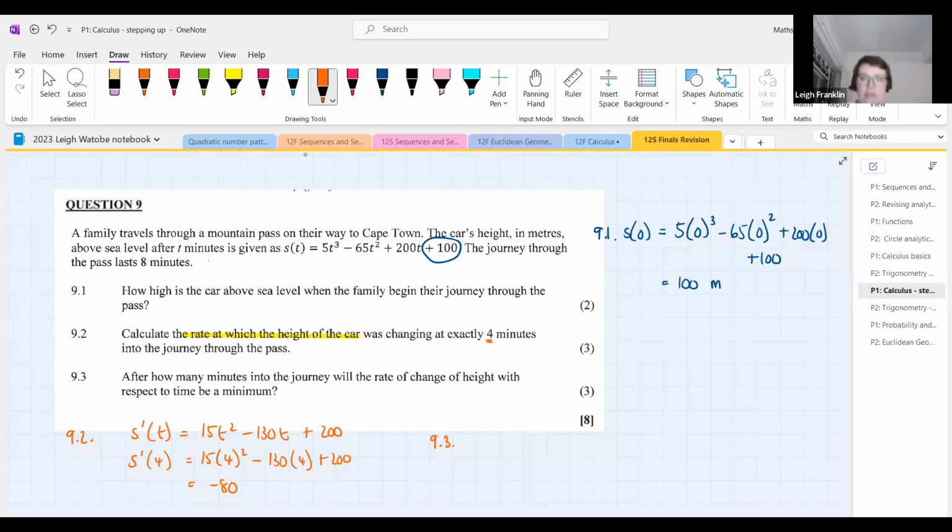A lot of sense, yeah. So in this particular question, we're talking about the height of the car. S of t is the height of the car. So when they talk about the rate at which the height of the car is changing, they're talking about the first derivative, absolutely. And then in question 9.3, after how many minutes into the journey will the rate of change of height with respect to time be a minimum? Now they're talking about how the rate of change is changing. It needs to be at a minimum. So in question 9.3, they are implying that you would use the second derivative. Does that make more sense now?